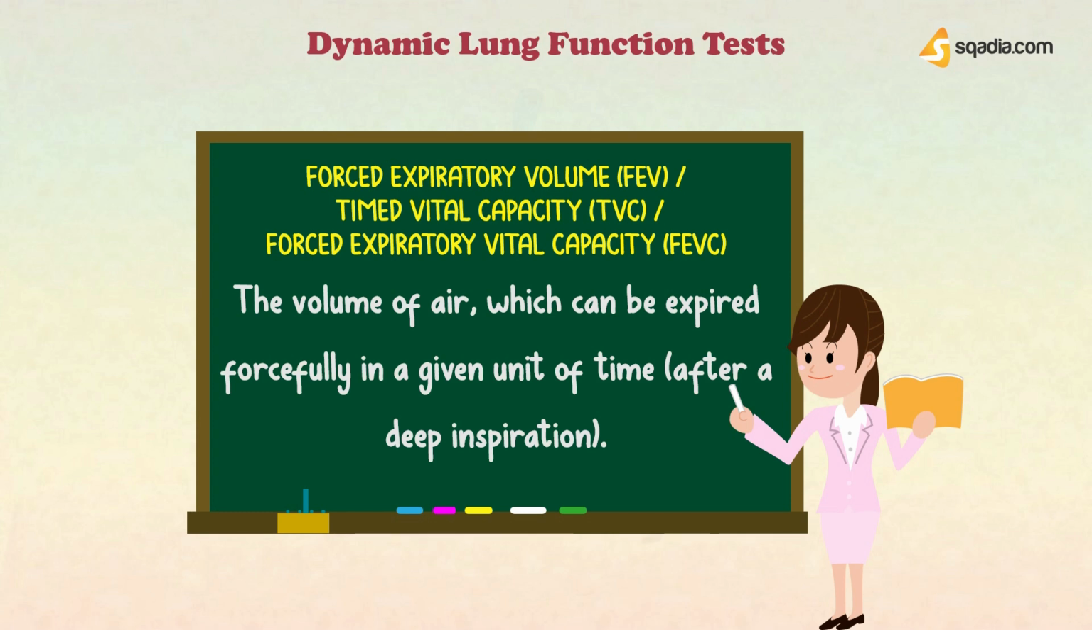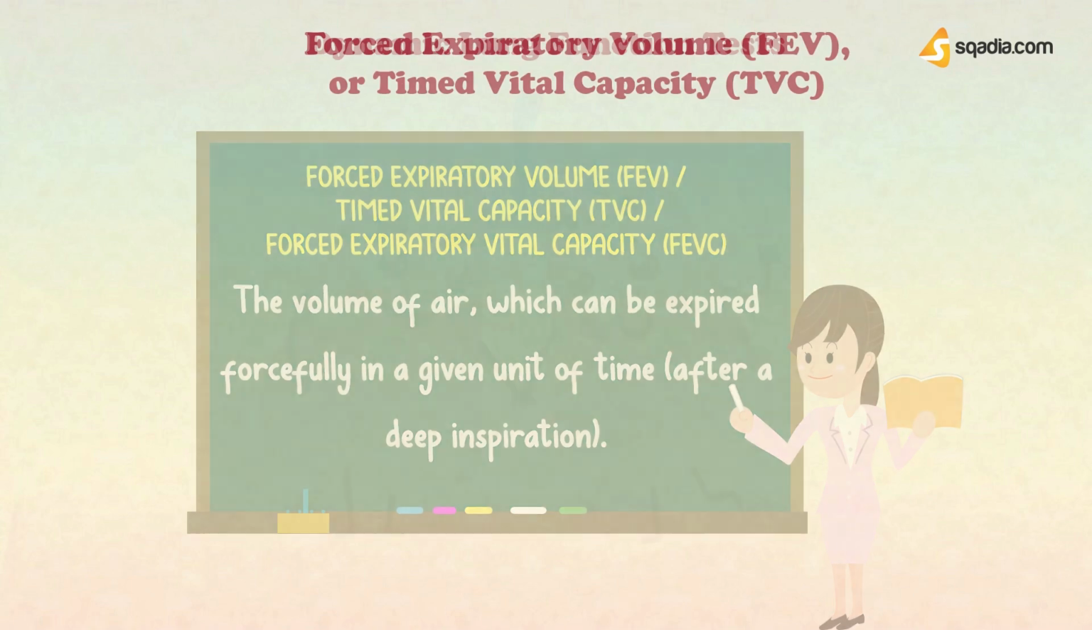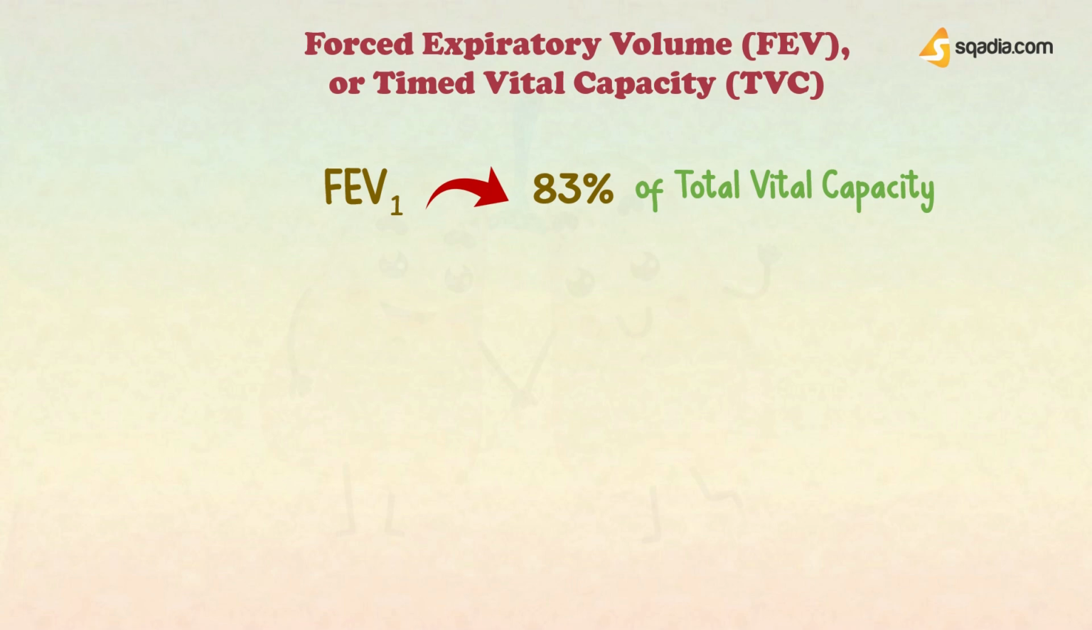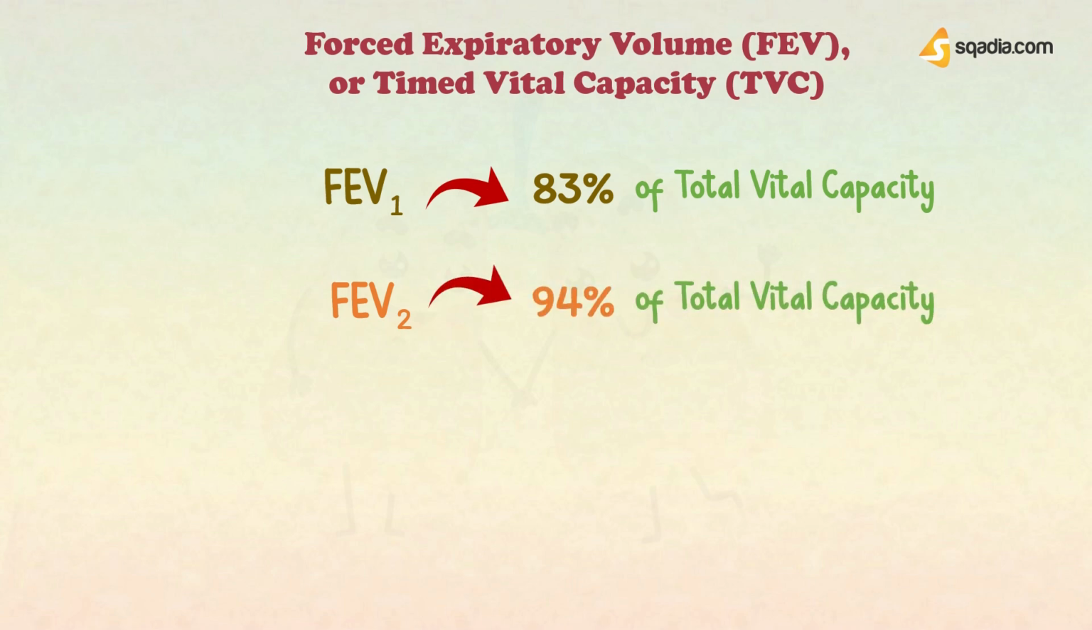Now, let's have a look at the forced expiratory volume in persons with normal respiratory functions. Well, FEV1 is the volume of air expired forcefully in 1 second. It's about 83% of total vital capacity. While FEV2 is the volume of air expired forcefully in 2 seconds, and this is about 94% of total vital capacity.